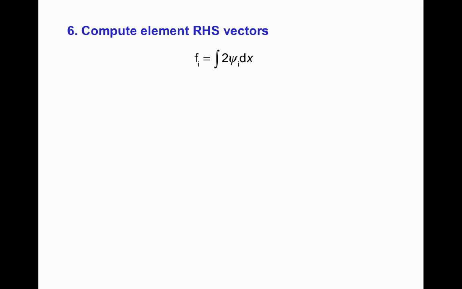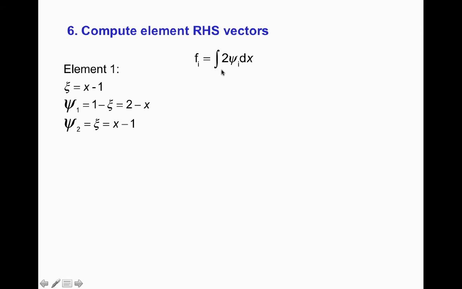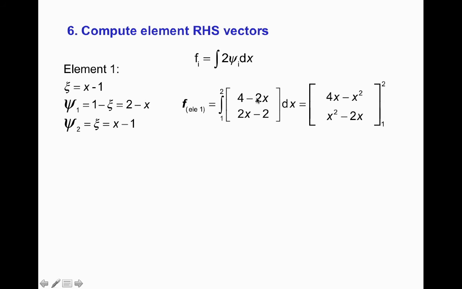And now we can do the same for the right-hand side. This time we're integrating 2 times our interpolation functions. So our interpolation functions again are 2 minus x and x minus 1. So the integral of 2 times 2 minus x is just the integral of 4 minus 2x. And the integral of 2 times x minus 1 is the integral of 2x minus 2. So the integral of 4 minus 2x is 4x minus x squared. The integral of 2x minus 2 is x squared minus 2x.